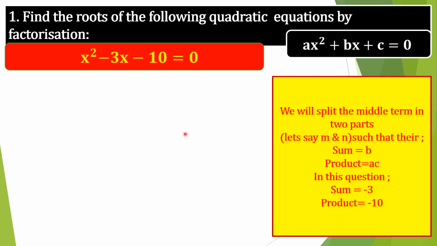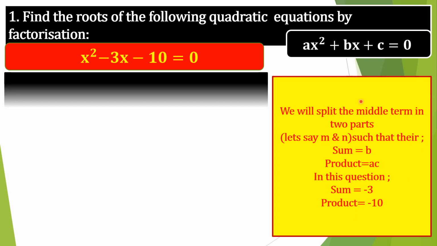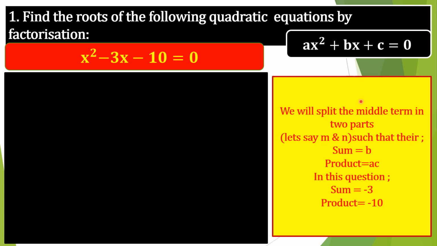So this is the procedure. And what is the mathematics behind this? This is actually based on the identity that x plus a into x plus b is equal to x square plus (a plus b)x plus ab. So that is the mathematics behind this method, and this is the procedure we'll follow.